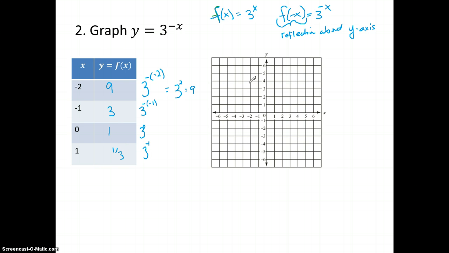So we're going to go over here and graph these. -2, 9, that's something way up here. -1, 3. 0, 1. And 1, 1/3. And, well, will you look at that? We have a graph that, if we remember what we had before, really does kind of reflect the y-axis. Notice here also that this is a decreasing slope for all values of x. So this would be decay. We can also see that because we have a negative in the power, but no negative in front.